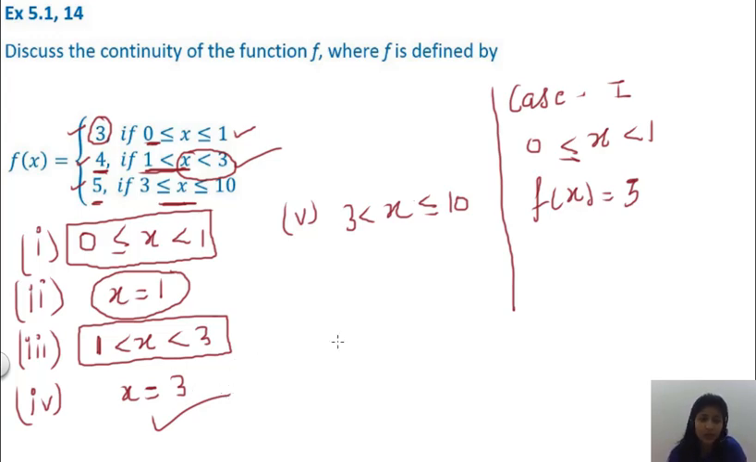So, in this question, we observe that the function is not continuous at x equals 1 and at x equals 3. For all the other values except 1 and 3, it is continuous. So, we will say the function is continuous for all real numbers except 1 and 3. So it is discontinuous at 1 and 3. Other than that, at all the values, it is a continuous function.